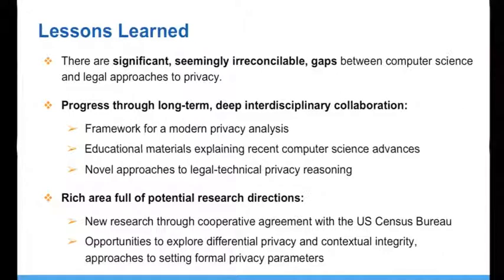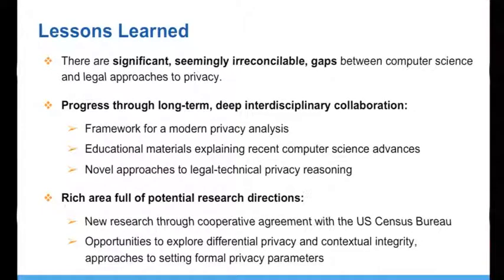Through this work, we've learned that there are significant and seemingly irreconcilable gaps between computer science and legal approaches to privacy. However, we've been able to make progress through long-term collaboration in several areas, from this framework for modern privacy analysis to novel approaches to legal technical reasoning about privacy. And key to this progress has been the depth of the interdisciplinary collaboration, which is made possible by regular weekly meetings of our working group involving computer scientists, legal scholars, and social scientists in a very open, collaborative environment. We found that this is a very rich research area with a large number of potential topics to explore.